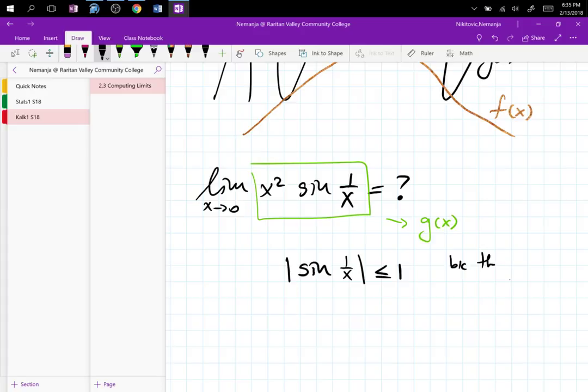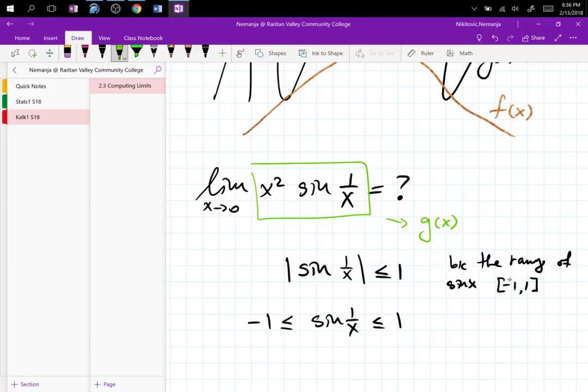Because the range of sine x is -1 to 1. It has infinite domain. It doesn't matter what value you pick and plug in, the function is bounded from -1 to 1. You can never get 1.1. You can never get 10. You can get anything between -1 and 1, including, obviously, -1 and 1. So now we're going to take this inequality and write it as -1 less or equal than sine 1 over x less or equal than 1. Instead of writing it with absolute values, we write it out this way.